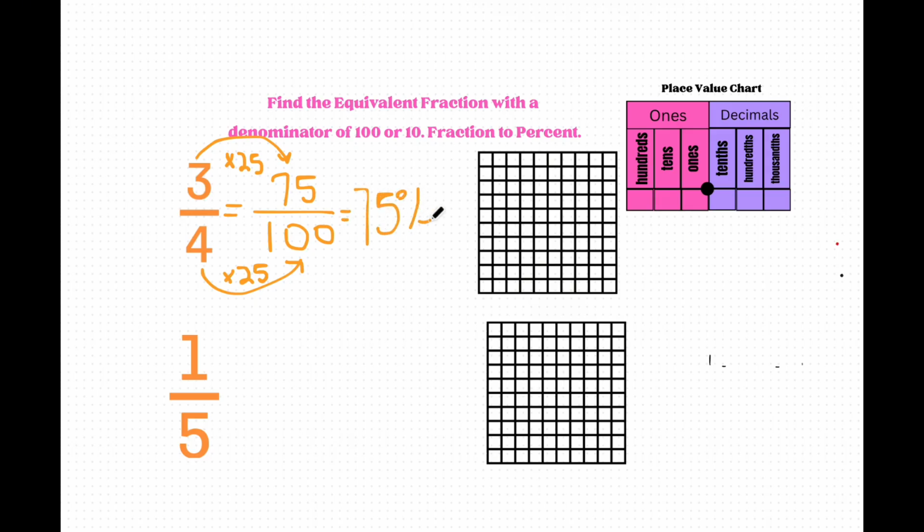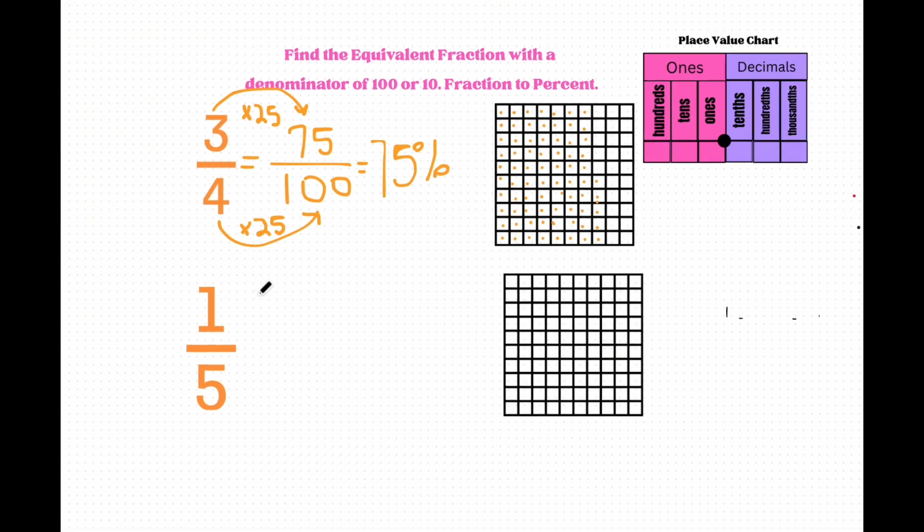And then I'm going to have the students fill in the hundreds grid to make that connection. That if I fill in 75 of these, it's going to represent 75%, which is also equivalent to 3/4. I'm going to do the same thing with 1/5.